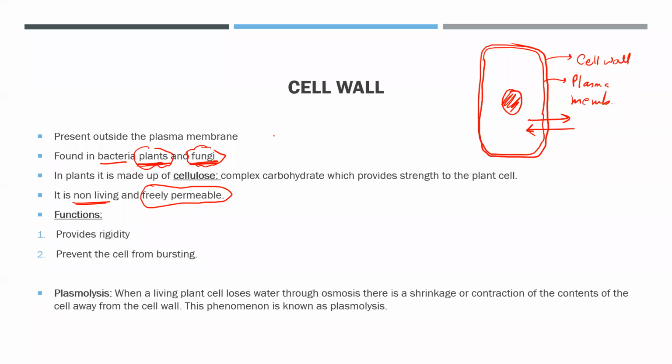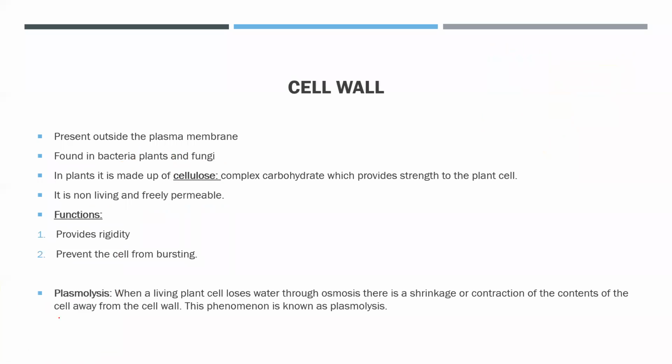Let's understand. In the case of plants, it is made up of cellulose. But in the case of fungi, it is made up of chitin. There is another chemical which is known as chitin. Okay. In the case of bacteria, it is made up of some other mucopolysaccharides. That's a complex material. We do not need to know the composition. We just need to know which organisms have the cell wall. Okay. So it is found in bacteria, plants, and fungi.